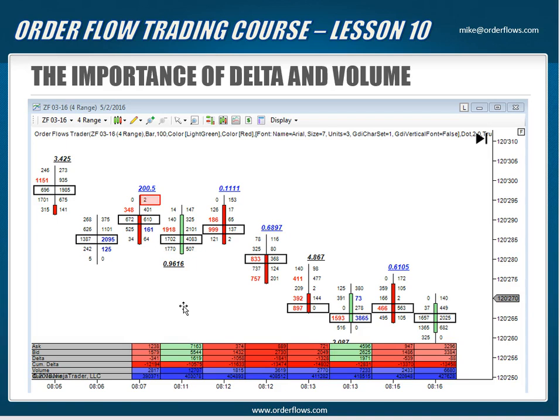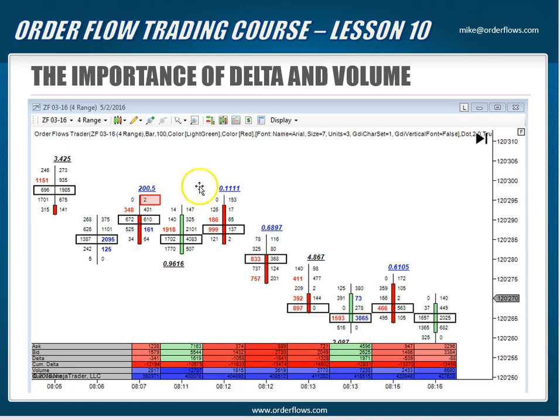So delta, I explained briefly in the terms section what delta is and what the ask delta is and what the bid delta is. So now let's look at it on a chart. Down here at the bottom, you have the ask, the bid, and the delta. This is actually the ask delta, the bid delta, and the net delta for the bar. The ask delta is the volume that's traded on the offer. The bid delta is what's traded on the bid.